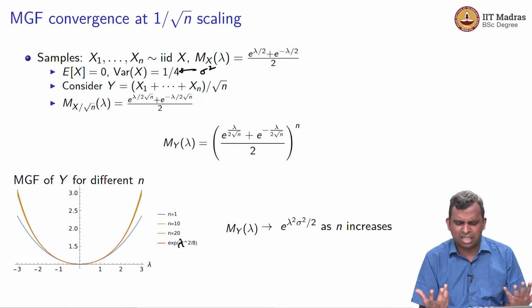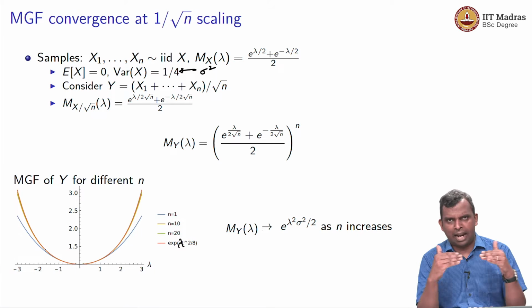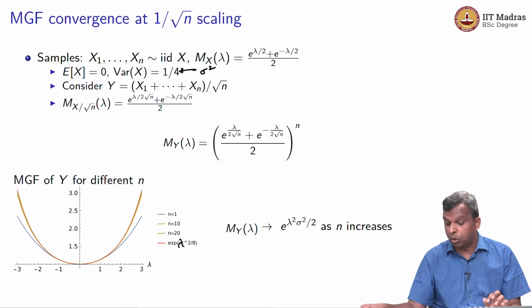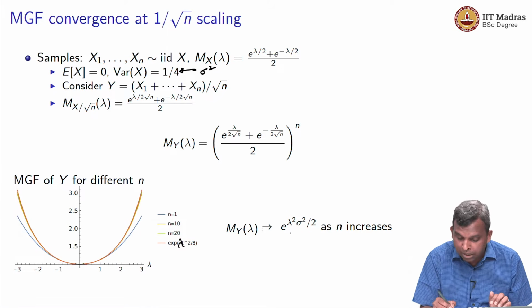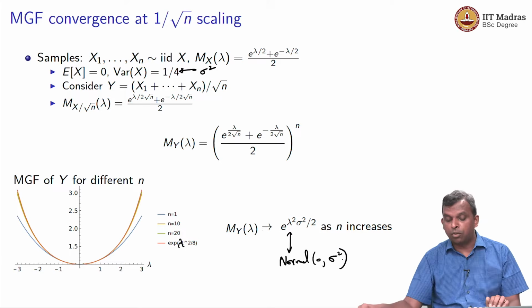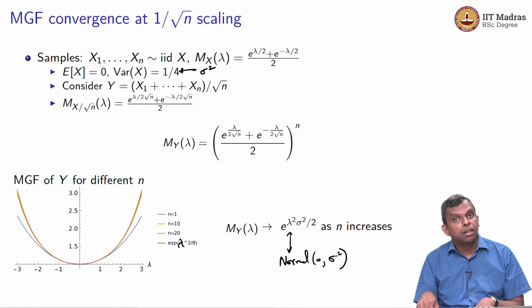So you may say it's one special case: if you put n, you're getting a flat 1. Now you put root n, you're getting this e^(lambda squared sigma squared by 2). So what is so nice about the e^(lambda squared sigma squared by 2)? This MGF corresponds to normal 0, sigma squared. Okay, notice this wonderful little property. The centralized Bernoulli, you add it up n times, divide by root n, you get the normal distribution.